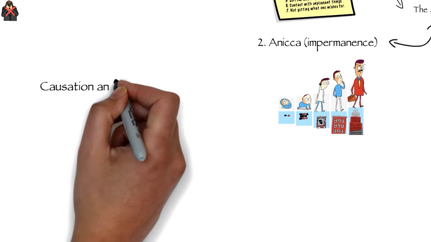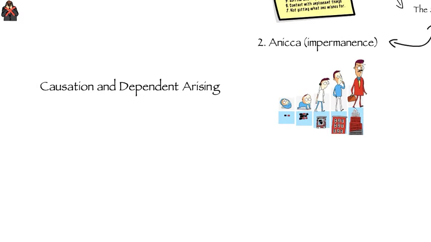Causation and dependent arising. Buddhism focuses a lot on causes and effects. Every effect has a cause, and every cause leads to an effect. For example, craving, as we will see, is the cause of suffering, and nibbana is the effect of enlightenment.